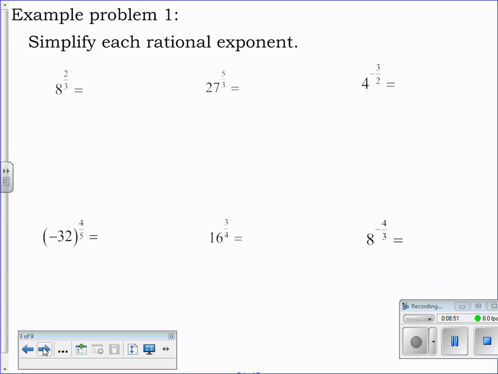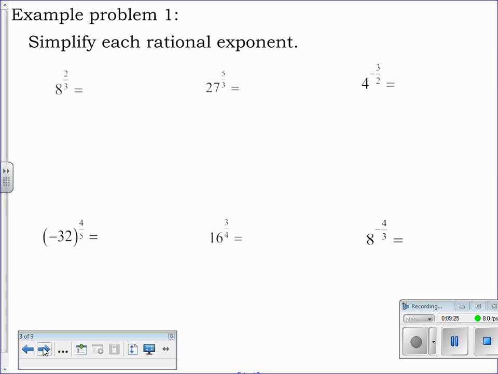So when I have 8 to the 2/3 power, the 3 in the denominator means I'm taking the cube root. The 2 in the numerator means I'm squaring it. And I can do it in either order. It doesn't matter. I can do the cube root first, or I can do the squaring first. Personally, I'm going to go ahead and do the cube root because that gives me a smaller number. But I can do this either way. I can either take the cube root or I can take the power first.